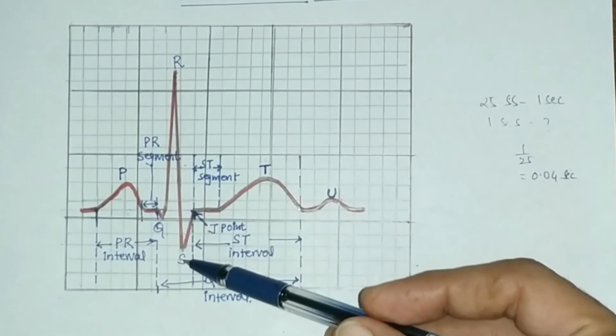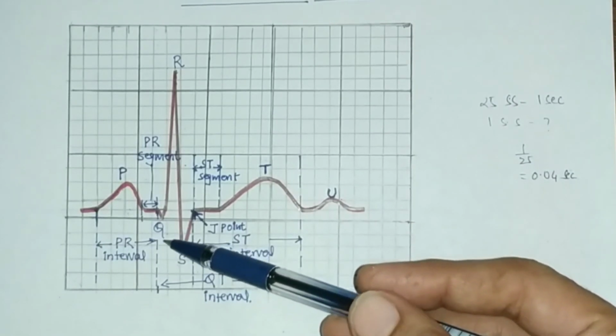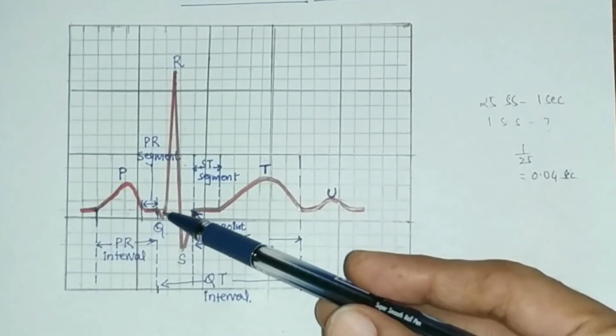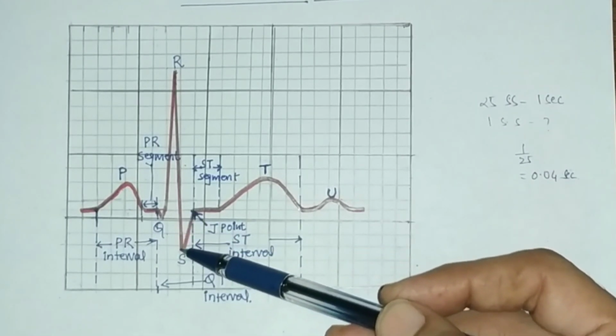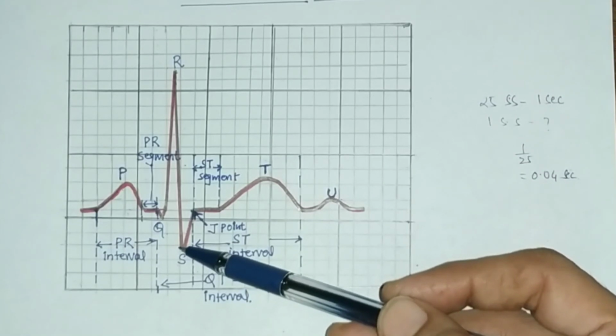Duration of QRS complex is marked from the beginning of Q wave to the end of the S wave. Normal duration, as we have discussed, is about 0.08 to 0.12 seconds, and when the duration is more than 0.12 seconds, it indicates heart block.